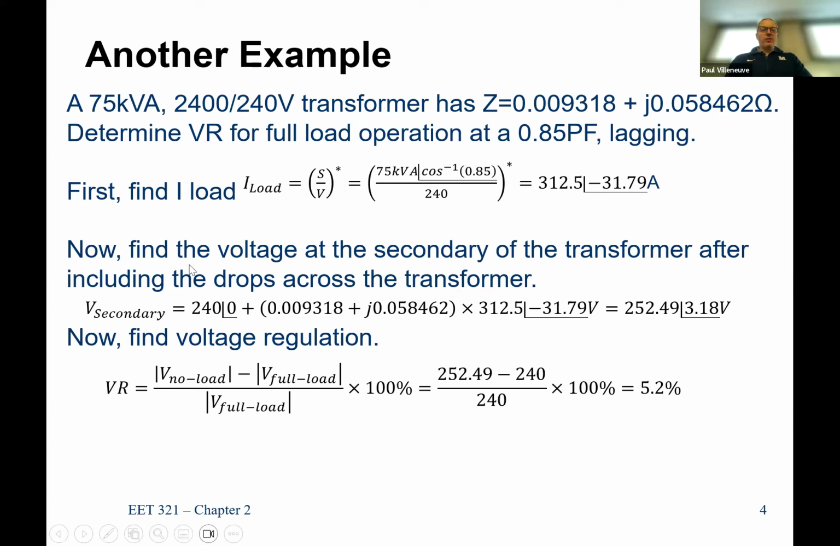So my secondary voltage is 240. That's what I have to deliver to the customer. Here's my impedance, here's my current, and I get 252.49. Now I run full load, check out my voltage regulation, and I'm getting 5.2%. This is probably too much voltage regulation.